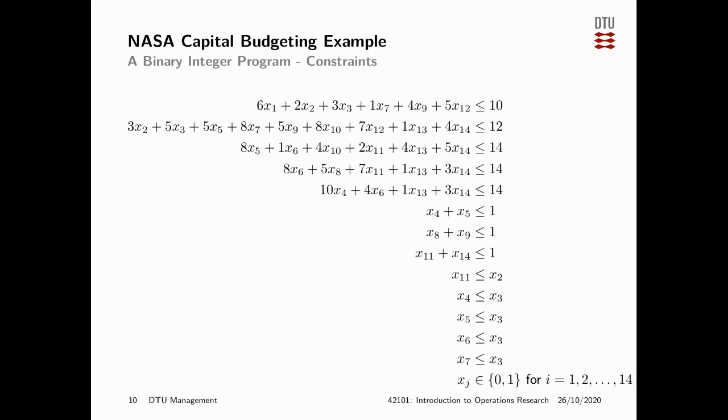So what constraints are there in this model? Well, here I have just listed them all for you. The first 5 constraints correspond to our budget restrictions.